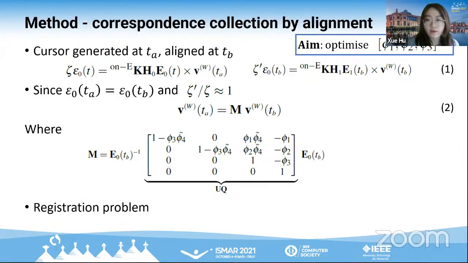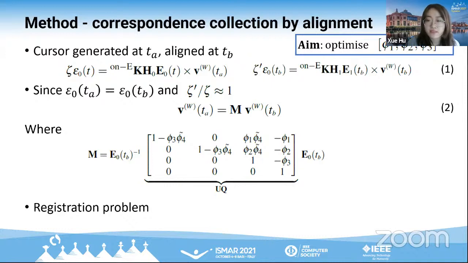Then finally, our goal is to find phi 1 to phi 3. At the cursor generation frame TA and alignment frame TB, we have equation 1. Since the hand movement in depth is negligible compared to the headset's focal distance, we can write equation 2. The task can thus be converted to a registration problem, but with the transformation matrix M in a unique expression, which is determined by phi 1 to phi 3 only.